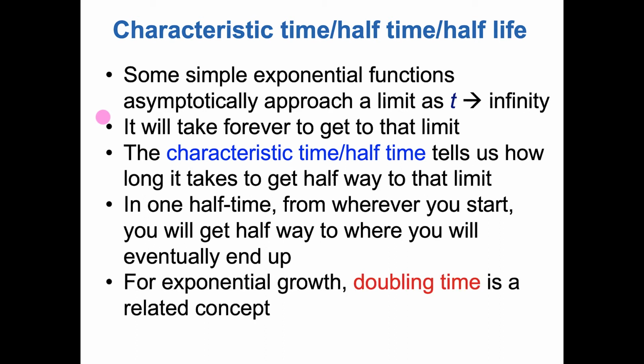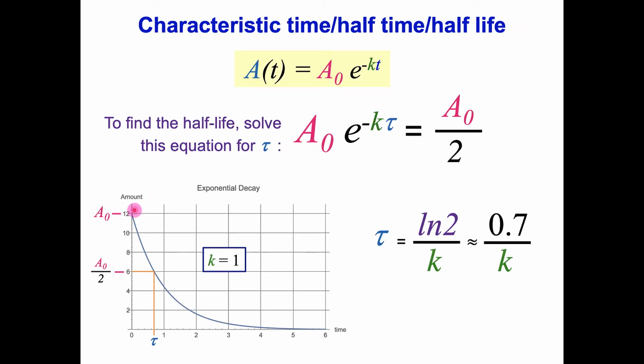And for exponential growth, doubling time is a related concept. So let's look at this graph. We start out with 12 units. We know that as time goes to infinity, we're going to asymptotically approach 0 units of A.